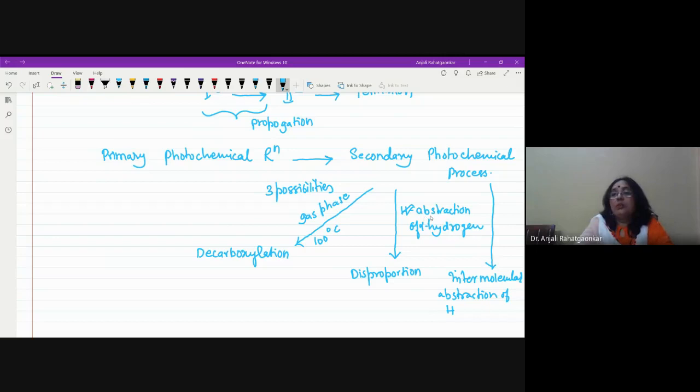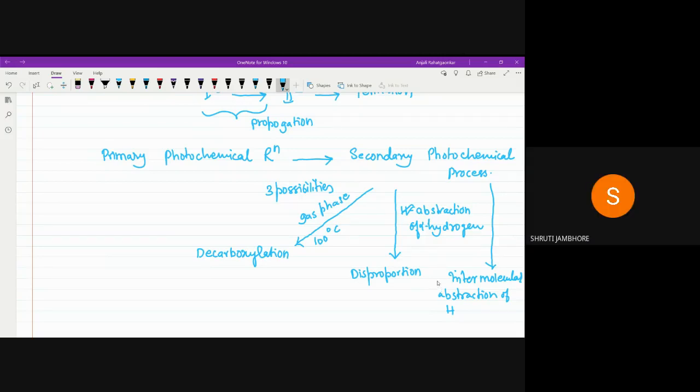Now, what is the difference between abstraction of alpha hydrogen and abstraction of hydrogen? That is an intermolecular abstraction of H. We'll see by explaining the example. Let us see. Did everyone understand up to here? Yes, ma'am. This is simple.